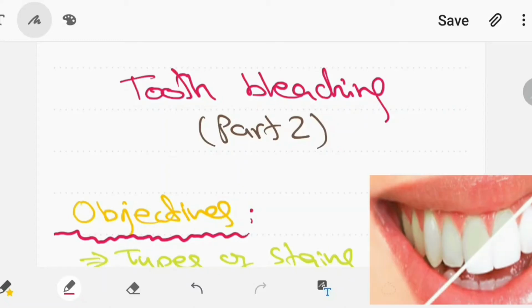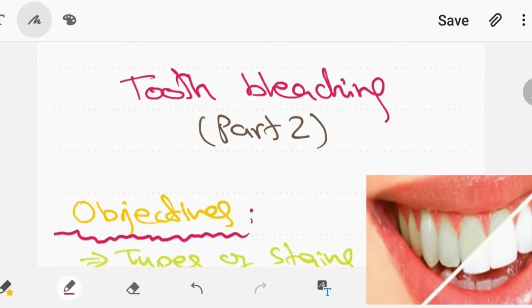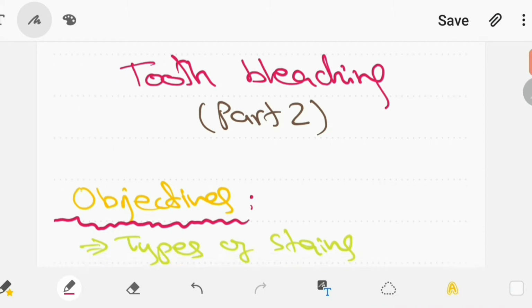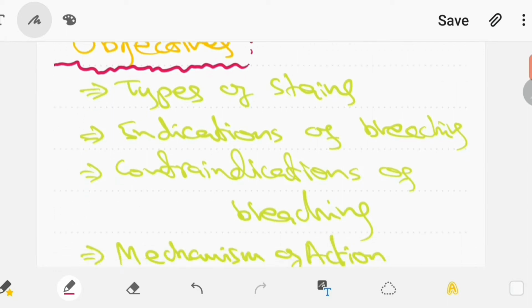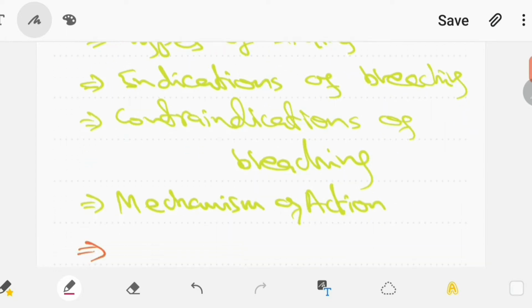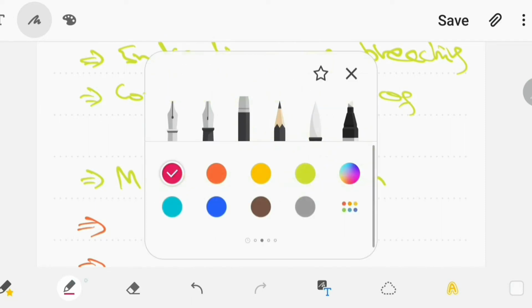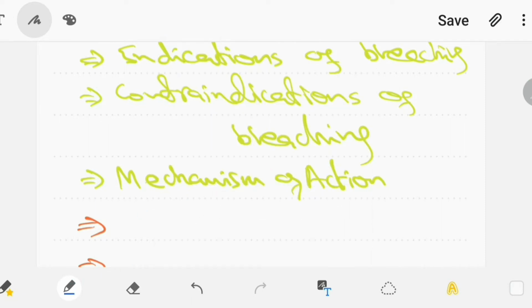Tooth bleaching or whitening is the process of lightening the color of the human teeth. Welcome to part 2 of the tooth bleaching lecture. I have already discussed types of stains, indications and contraindications of bleaching, and the mechanism of action of bleaching in the part 1 lecture. Now in bleaching lecture part 2, I am going to discuss types and techniques of bleaching.